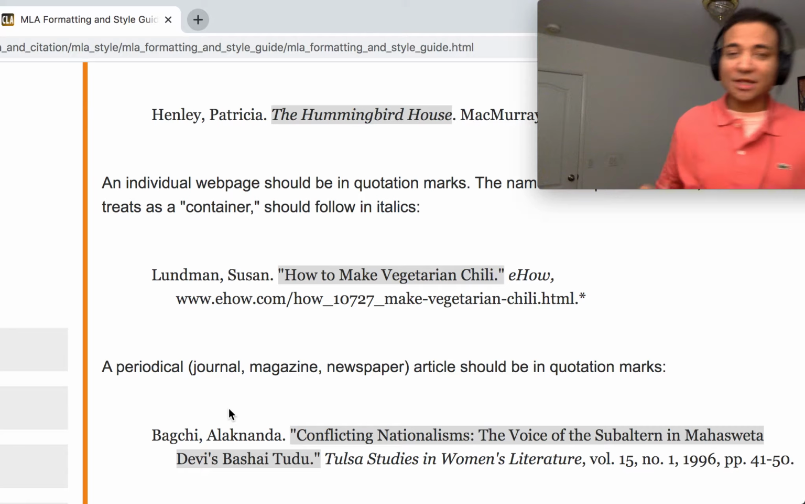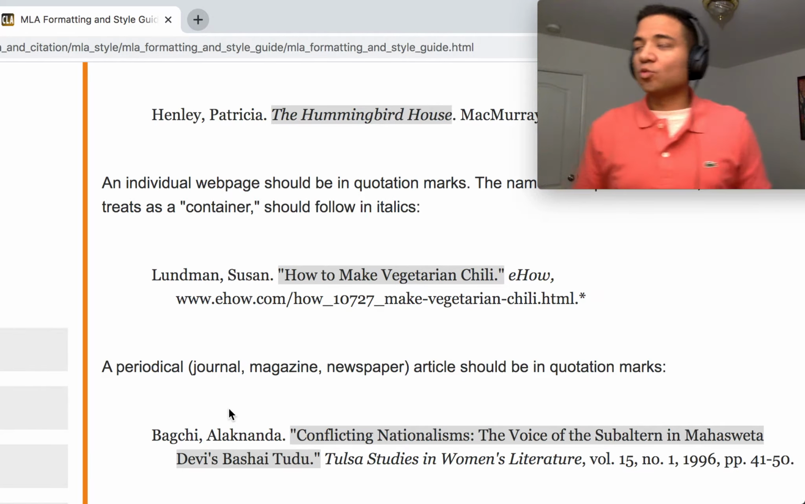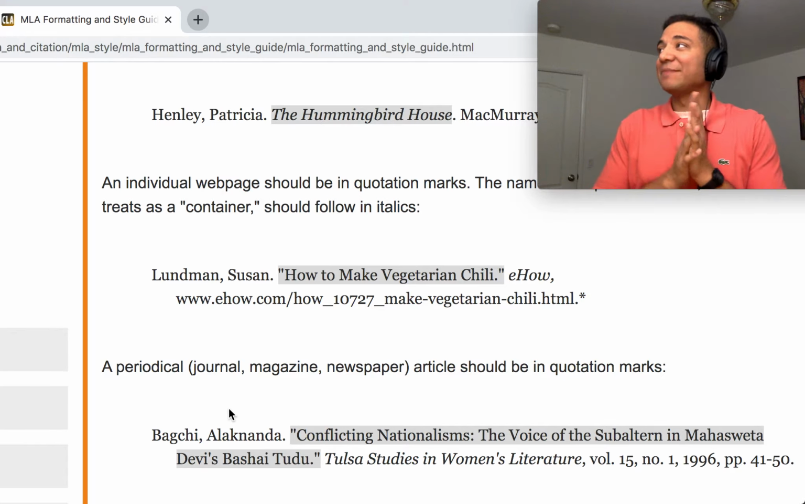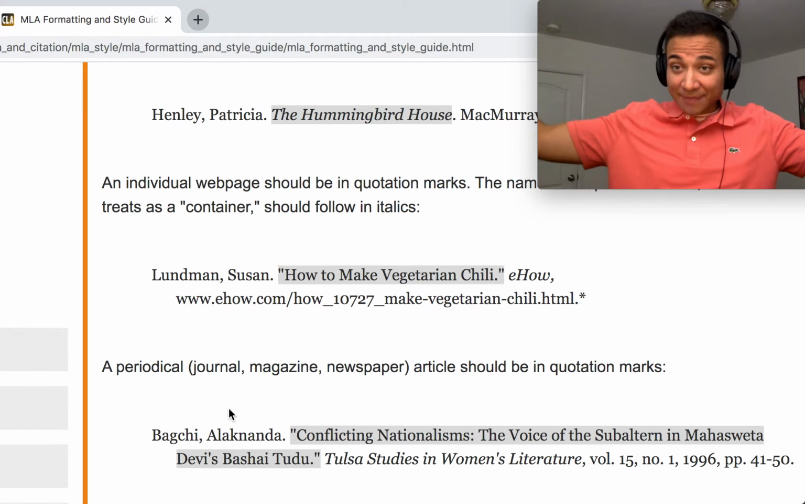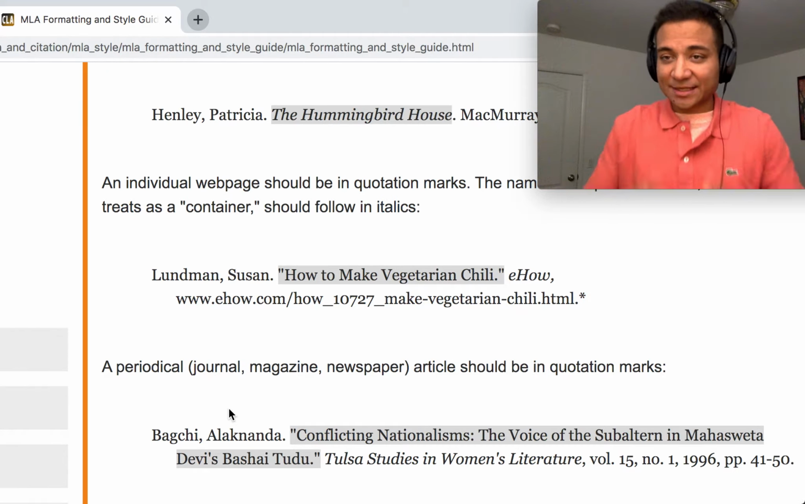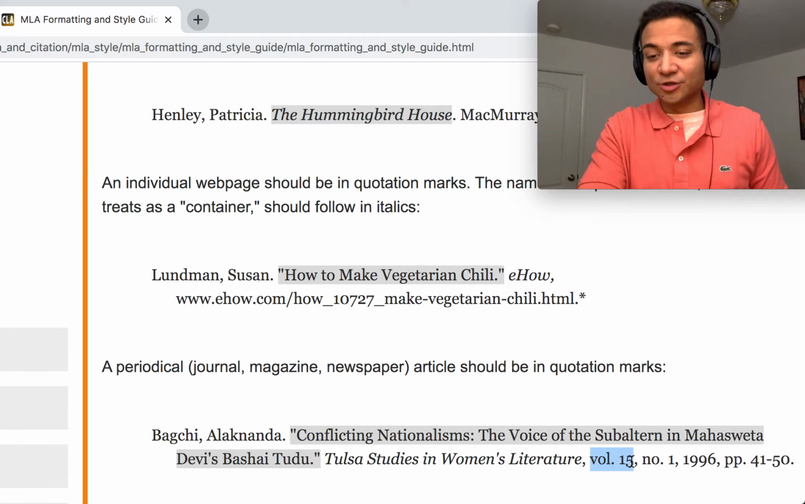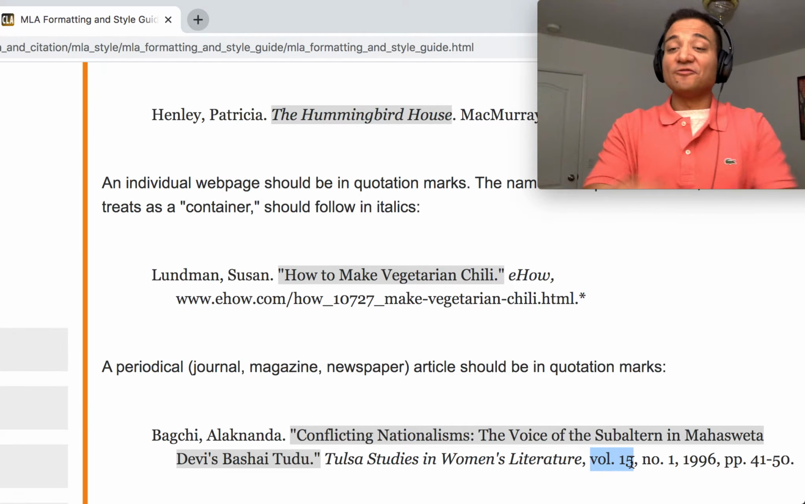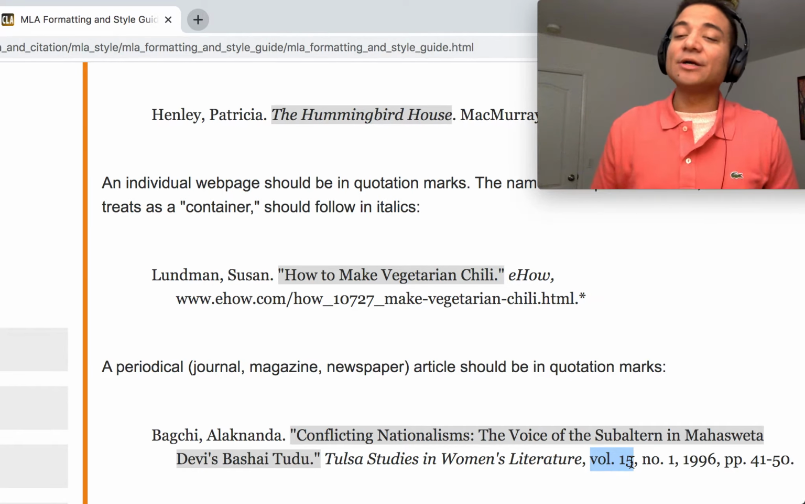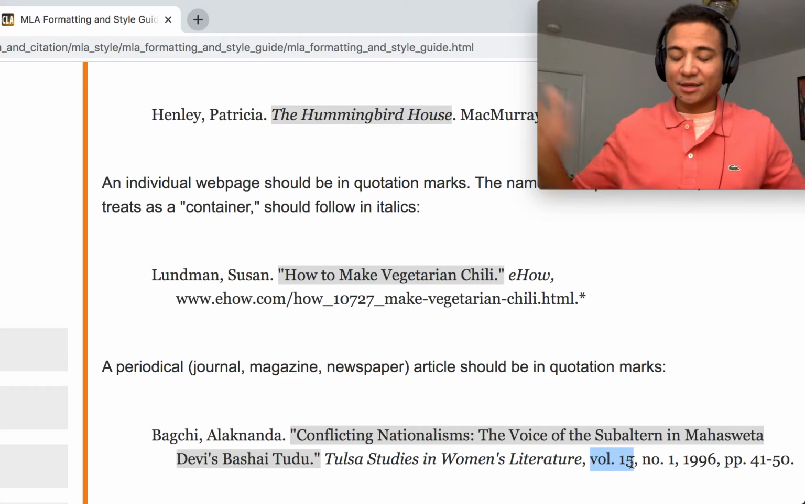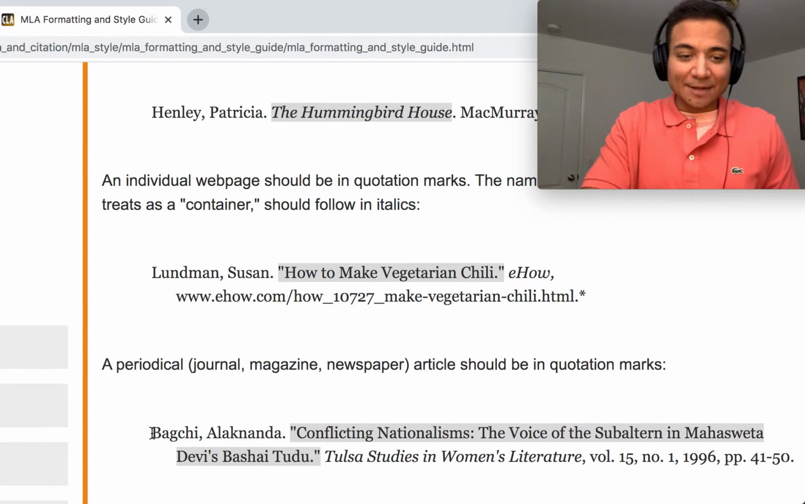So the order is always macro to micro. So when we are looking at an episode of a Netflix series, it's always season, that's the macro, episode, that's the micro, right? So similarly with journals and things like encyclopedias, volume, that's the macro, issue number, that's the micro, housed within the volume, right? So let's take a look at this.